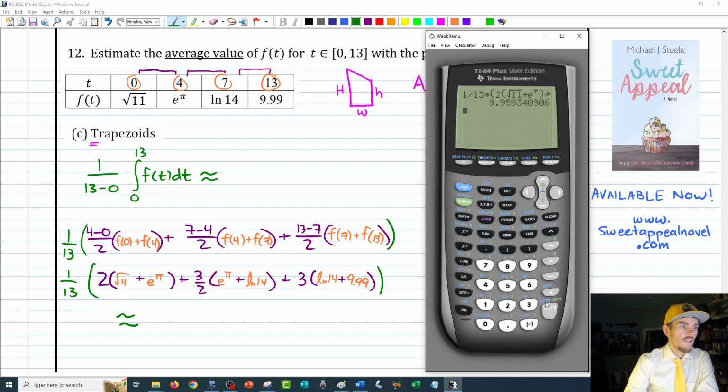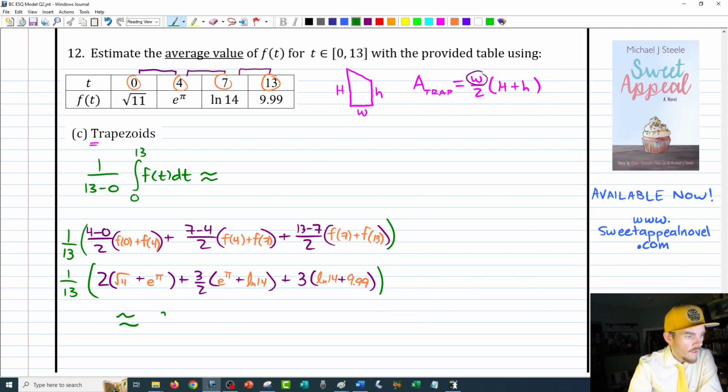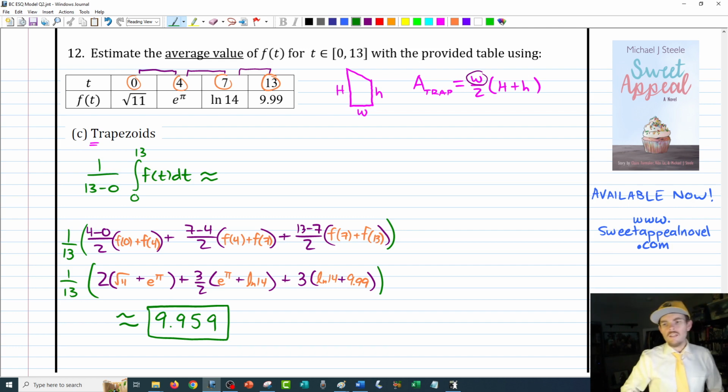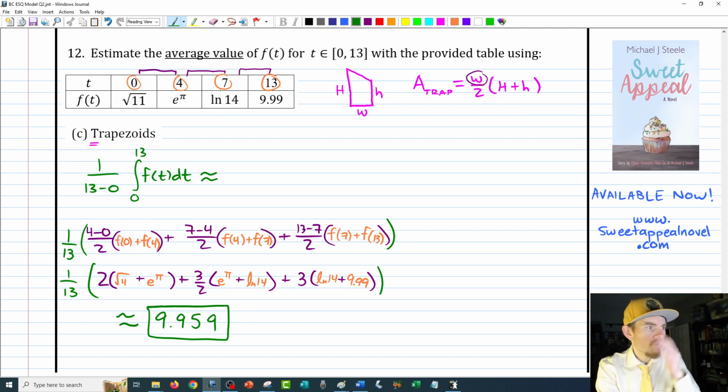Okay, and according to this, our average value here is 9.959. Now you might ask yourself if that's a reasonable answer. And to be fair, I'm not 100% sure. It's hard to gauge these things. I'm looking in here, though, as far as different values. I think it's reasonable that this could be in the ballpark because e to the pi is really large, and that's covering a pretty big chunk of space. So I think this could be reasonable.